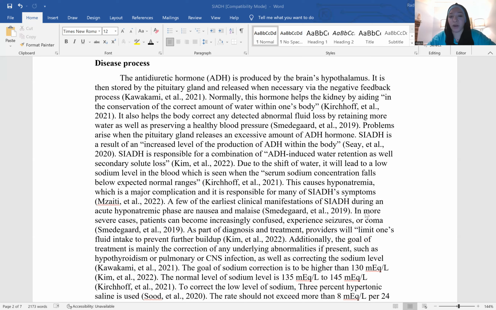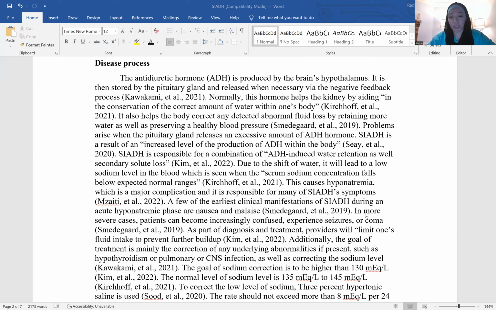SIADH is responsible for a combination of ADH-induced water retention as well as secondary solute loss. Due to the shift of the water, it will lead to a low sodium level in the blood, which is seen when the serum sodium concentration falls below expected normal ranges. This causes hyponatremia, which is a major complication, and it is responsible for many of the SIADH symptoms.